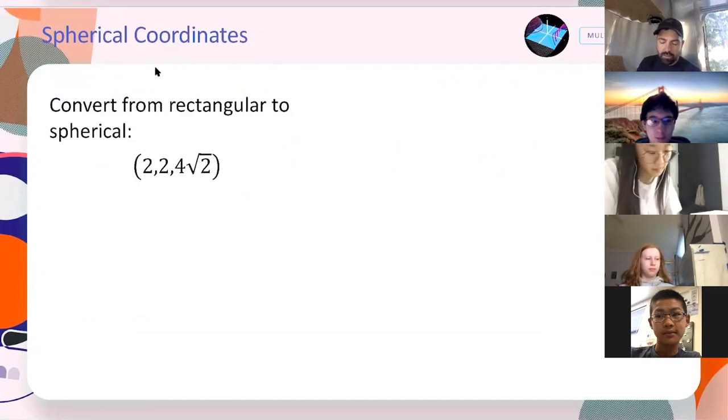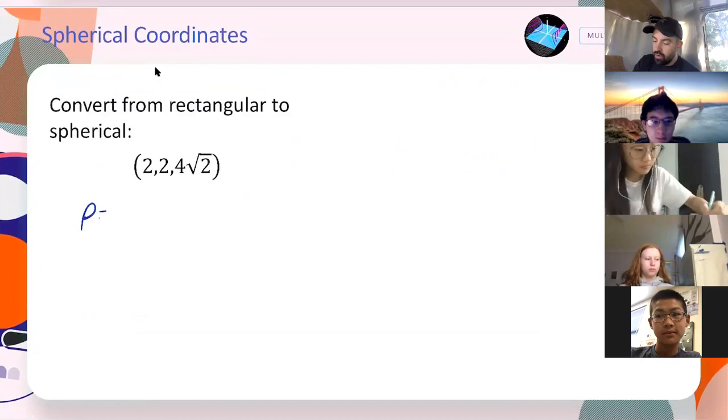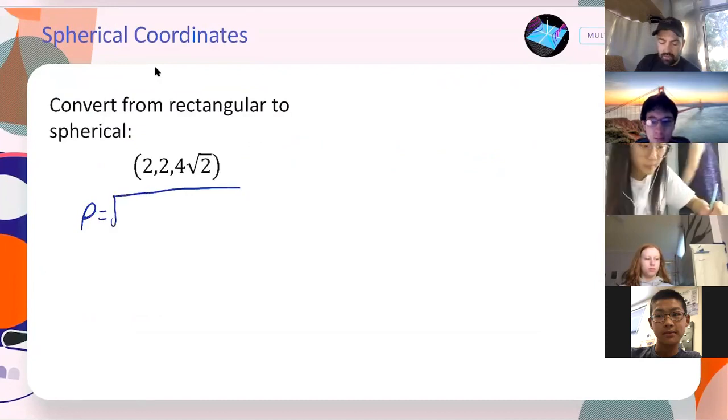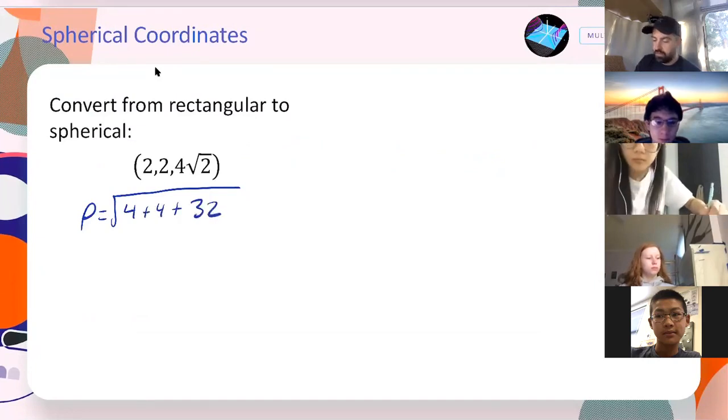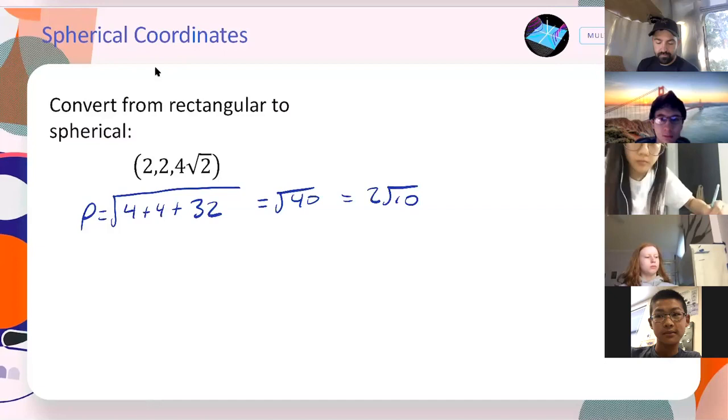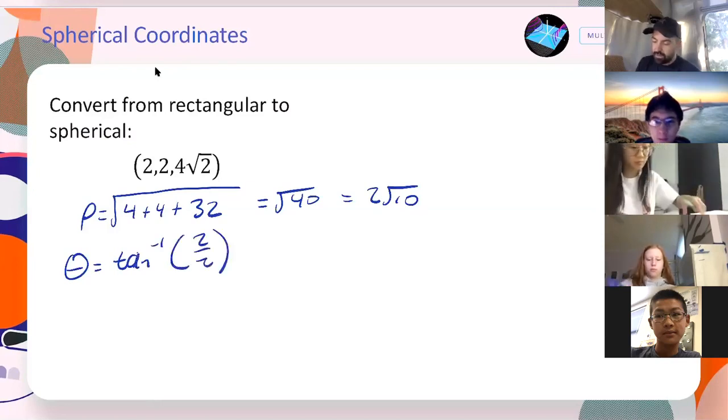Okay, coordinate-wise, we're going to convert rectangular to spherical here. Rho is the square root of x squared plus y squared plus z squared. So square root of 4 plus 16 times 2, 32. So square root of 40, or 2 root 10. Theta is the inverse tangent of y over x, 2 over 2. So that's pi over 4.